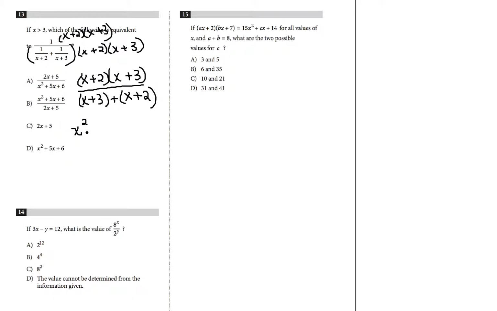So we need x squared. The outer is 3x, the inner is 2x, so that's 5x. And the last will be 6. And we're going to simplify the denominator. So x plus x is 2x, 2 plus 3 is 5. So we're going to look to see which one that looks like, and it looks like it's going to be B. So circle B. Not that hard.